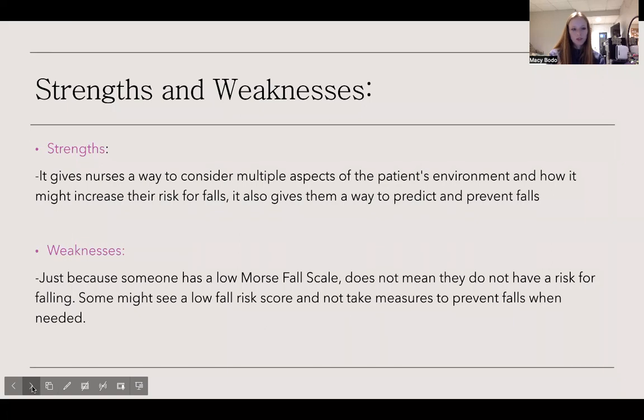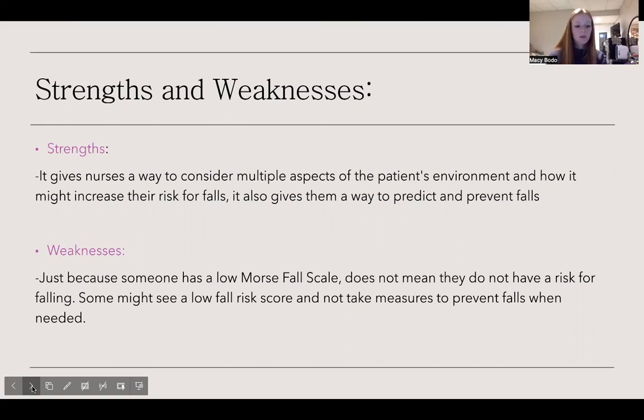So a good example here would be like if a patient was independent, so they might have a lower Morse fall score, but they might have things in their room that aren't maybe on the score, or they just don't take into consideration and they could still fall.